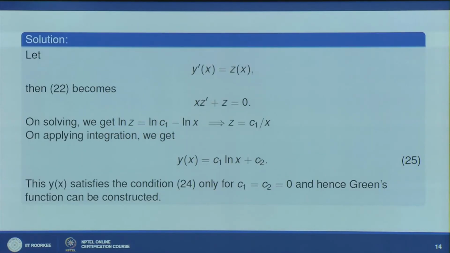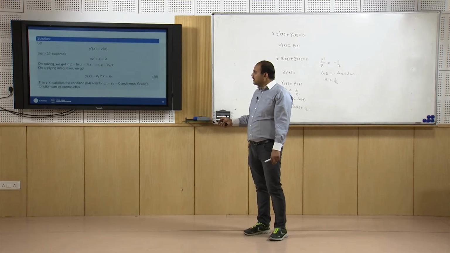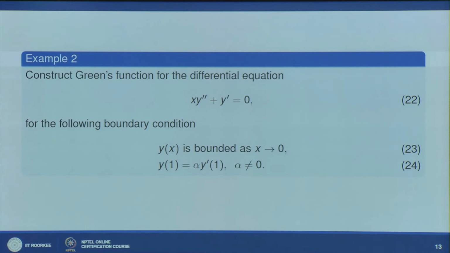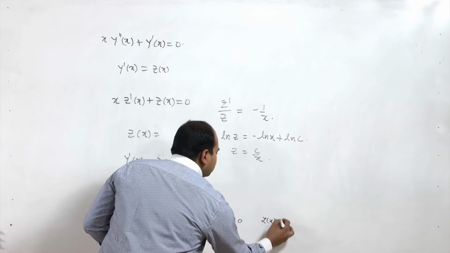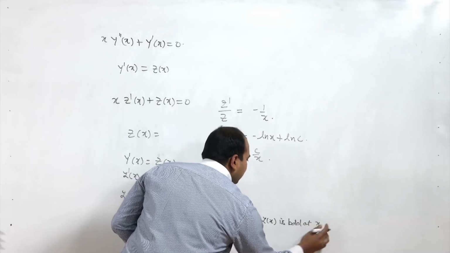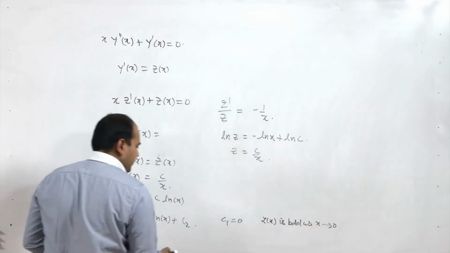Now if we assume the boundary condition, which is given as y(x) is bounded as x tending to 0, then this c1 ln x plus c2 will remain bounded as x tending to 0, provided that this c1 has to be 0. So it means that the first condition, that your solution is bounded at x equal to 0, forces us to assume that c1 is equal to 0, because y(x) is bounded as x tending to 0. So c1 is equal to 0.